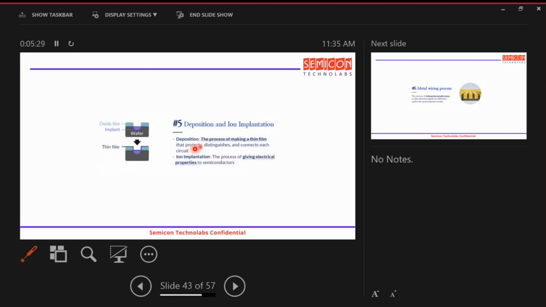Deposition and ion implantation. Deposition: the process of making a thin film that protects, distinguishes, and connects each circuit. Ion implantation: the process of giving electrical properties to semiconductors. Oxide film, implant, thin film. Deposition and ion implantation are very, very important. Based on this only, your semiconductor properties will come into the picture. We have 3 types, just to recap: conductor, insulator, semiconductor. So semiconductor properties are put into the wafer at this particular step, deposition and ion implantation.